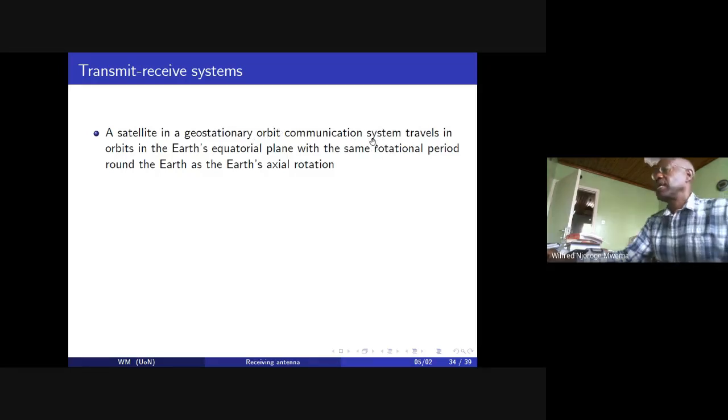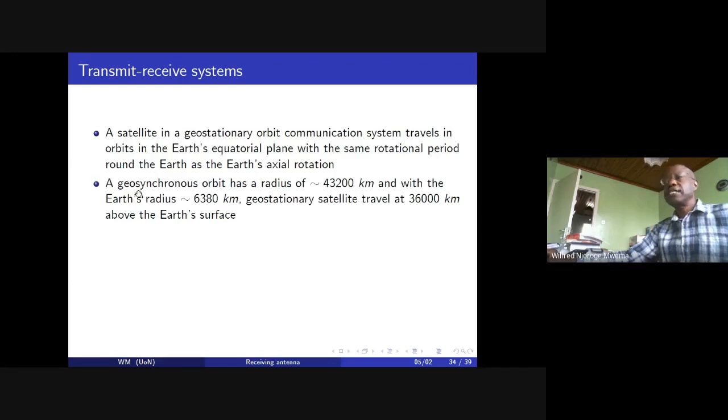So, a geostationary orbit communication system travels in orbits in the Earth's equatorial plane with the same rotational period around the Earth as the Earth's axial rotation. A geosynchronous orbit has a radius of about 43,200 kilometers, and with the Earth's radius of about 6,380 kilometers, the geostationary satellite will be at about 36,000 kilometers above the Earth's surface.